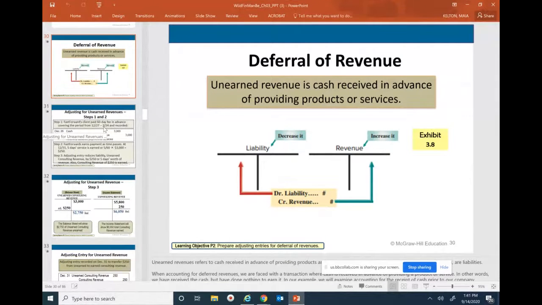I want you guys to spend some time between now and Wednesday with deferrals. Deferrals are the more challenging journal entry of the two adjustments, of the 4 adjustments that we looked at today.